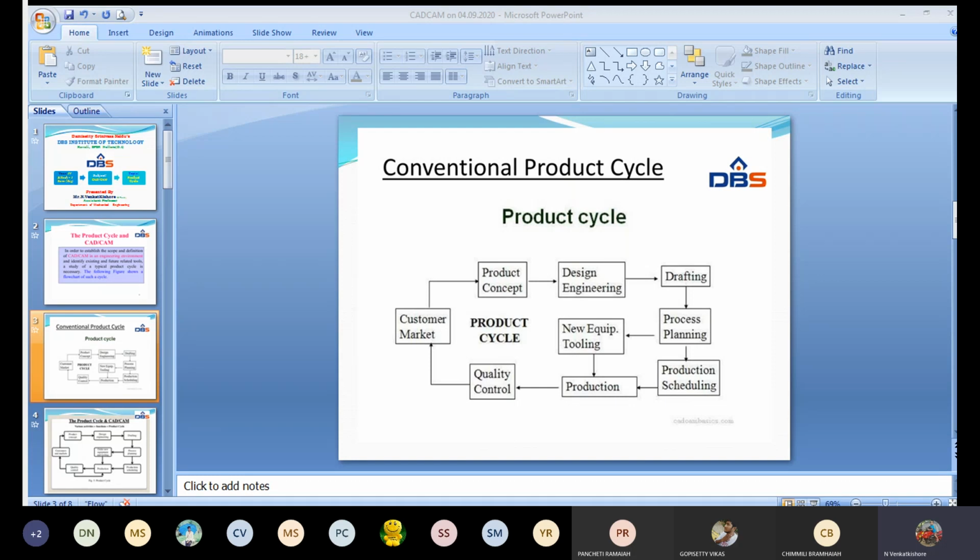Then, if the quality of the product is still not okay, the planning you prepared is not correct. So from scheduling it goes back to process planning. Then the process planning team also says, okay, we did it based on your design, so we are not responsible. Then it goes to drafting, that means design. The drafting section also made it correctly, then it goes to design engineering.